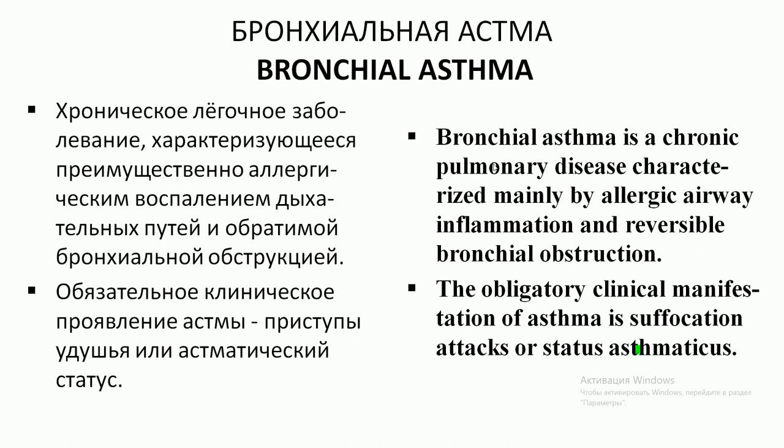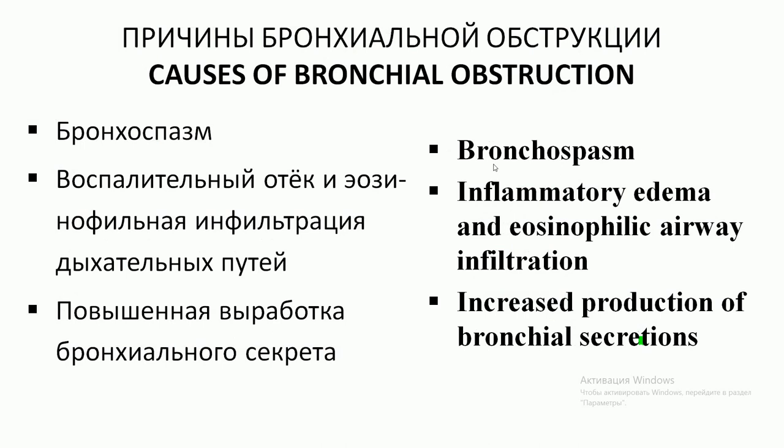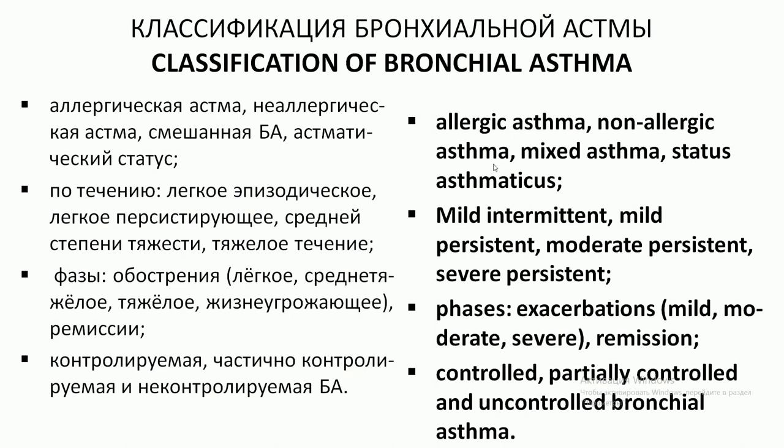Bronchial asthma is a chronic pulmonary disease characterized mainly by allergic airway inflammation and reversible bronchial obstruction. The obligatory clinical manifestation of asthma is suffocation attacks or status asthmaticus. Causes of bronchial obstruction: bronchospasm, inflammatory edema and eosinophilic airway infiltration, increased production of bronchial secretions. Classification of bronchial asthma: allergic asthma, non-allergic asthma, mixed asthma, status asthmaticus; mild intermittent, mild persistent, moderate persistent, severe persistent.